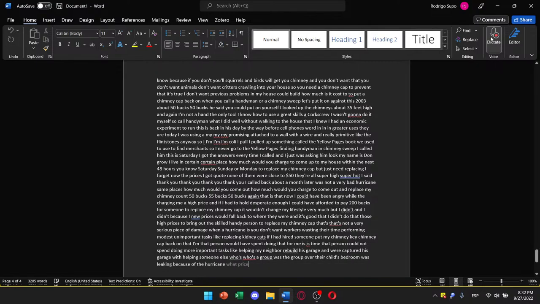whose roof, the roof over their child's bedroom, was leaking because of the hurricane. When the prices rise, it causes consumers, as it did me in this case, to not gobble up now suddenly much more scarce, valuable resources and waste them.